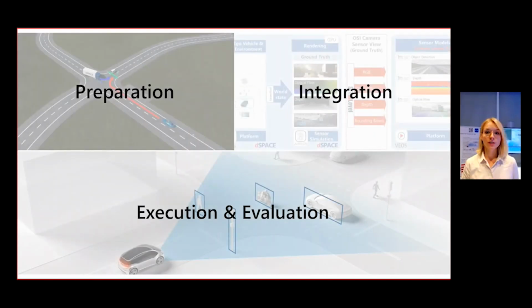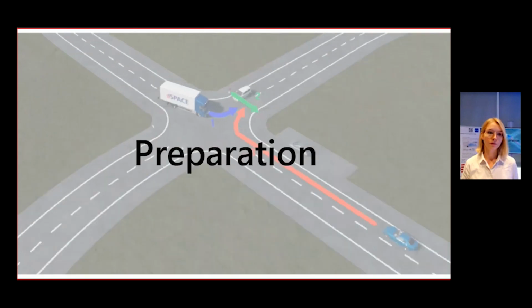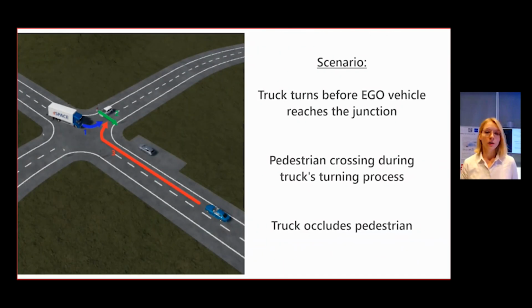Now we come to the preparation of the simulated scenario. For our simulation use case, we used an OpenDRIVE and OpenSCENARIO import of a 4-way junction with an occlusion of a crossing pedestrian. The situation is shown here. The truck turns before the ego vehicle reaches the junction, and the pedestrian, illustrated with a green arrow, is crossing the street during the truck's turning process. And therefore the truck occludes the pedestrian. The ego vehicle recognizes the pedestrian in a late stage of its turning process.